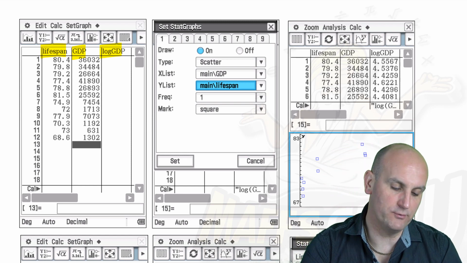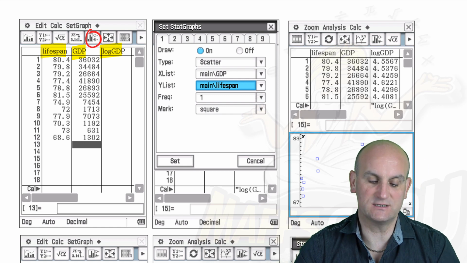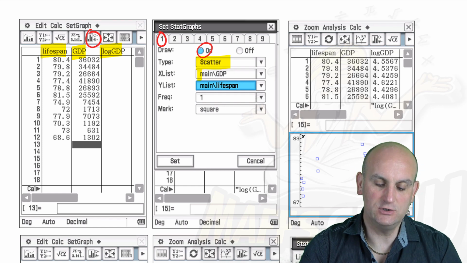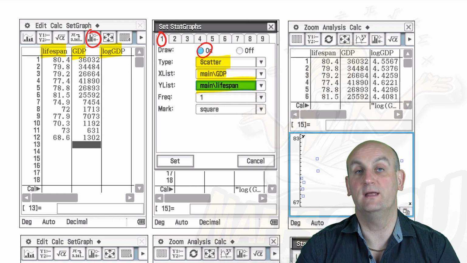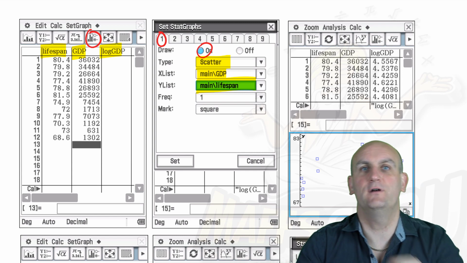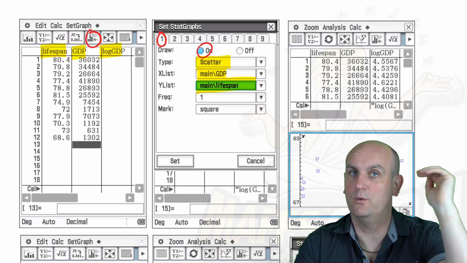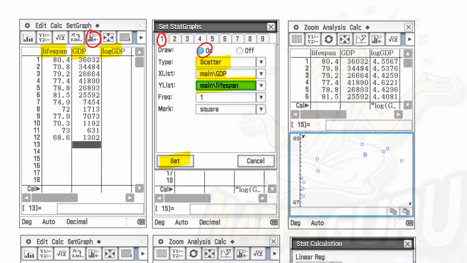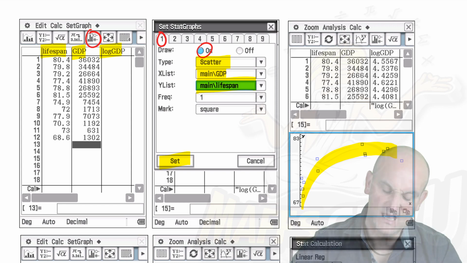I brought up my stats graphs, and for graph 1, make sure it's switched on. I would like to do a scatter plot and show me what the current graph is. They told you the explanatory variable was the GDP, and so the lifespan would have to be our response variable. When I hit set, what came up? Yes, ladies and gentlemen, this graph here, which very much does not look like it is linear in any way, shape or form. So, okay, we've looked at it. It's not linear.